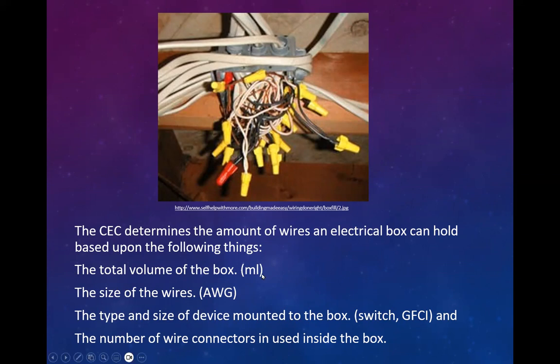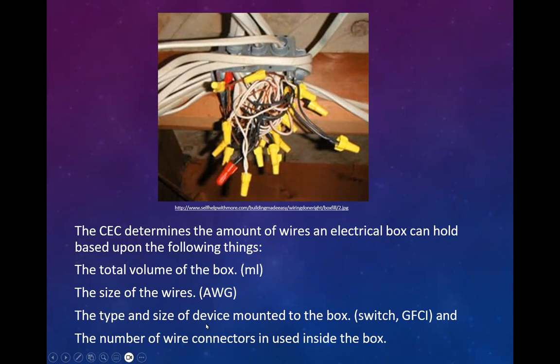Now, in the following slides, you're going to have another funny thing going on when it comes to metric and imperial system. All right. So, how big is the box, and how big are the wires that we're fitting in? Right. So, total volume of the box in milliliters and the size of the wires in American wire gauge.